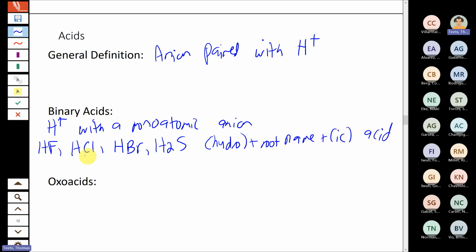As an example, HCl, a binary acid, starts with hydrogen and has a chloride as an anion. So the name starts with hydro, which indicates that it's a binary acid. Cl is chlorine, so the root name is chlor, and instead of the INE or IDE ending, it becomes IC for an acid. So hydrochloric, separate word, acid. HCl will be hydrochloric acid, HF hydrofluoric acid, hydrobromic acid, hydrosulfuric acid. Anything that starts with hydro would be a binary acid. That should immediately clue you in.